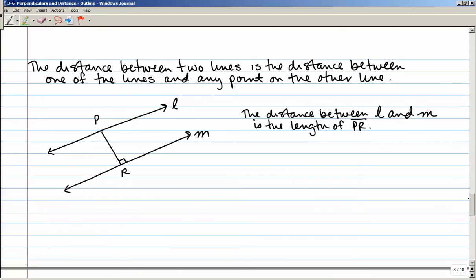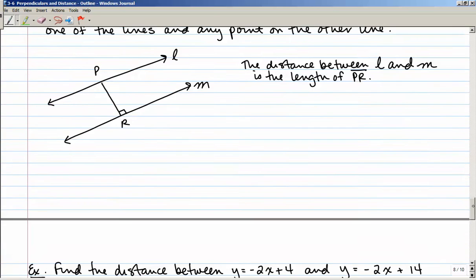Also, the distance between two lines is the distance between one of the lines and any point on the other line. In the last example, we were taking a look at the distance between a point and a line. Here, if we're talking about the distance between two lines, we're going to pick one point on one line and then find the perpendicular to the other line. So the distance between line L and line M is the length of segment PR.